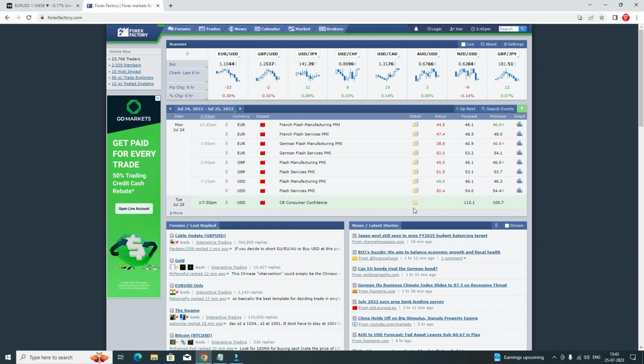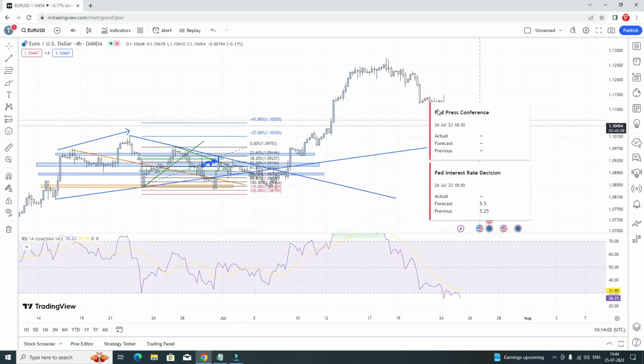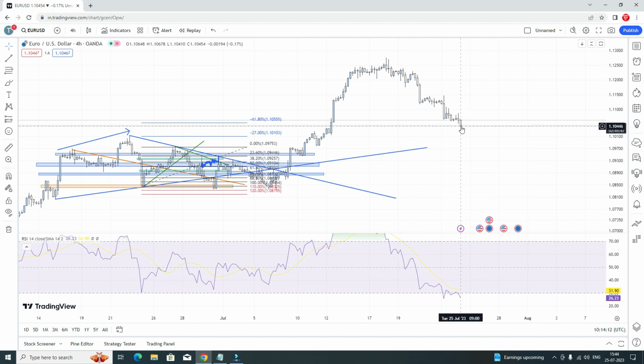Then consumer confidence is going to happen at 7:30 p.m. There's some time for that, but by the time we come back, I think in about 2-3 hours our bars pattern would have played itself. Then after that this news will come, and this will impact how EURUSD behaves, but for the time being not really. Going back to the chart, here's the Fed press conference happening at 6:30, and the Fed interest rate decision at 6, which will impact the price to an extent, but we have some time.